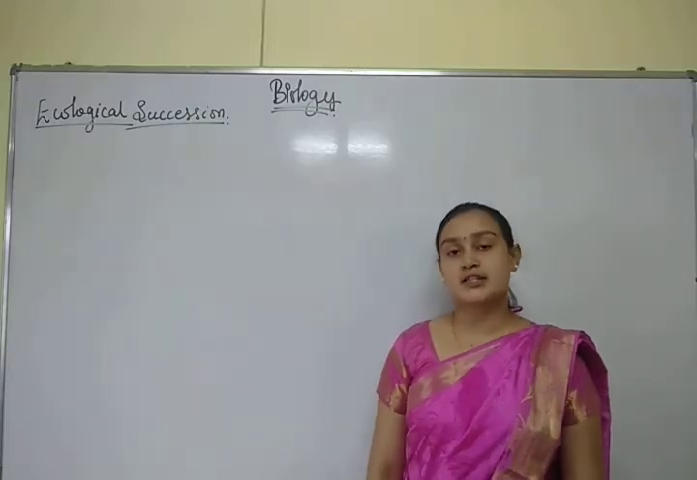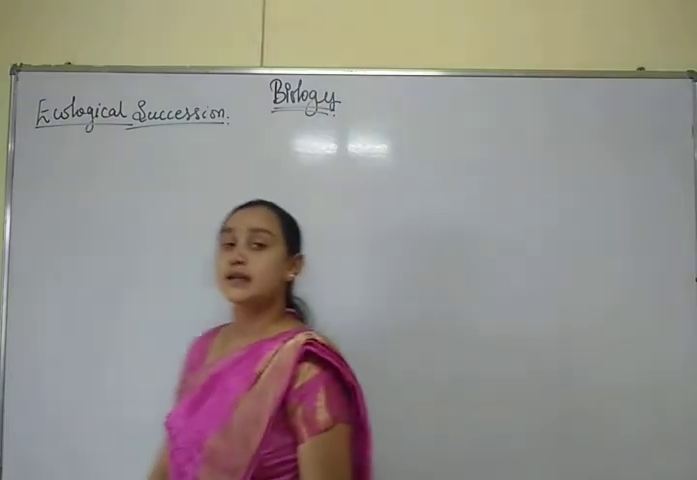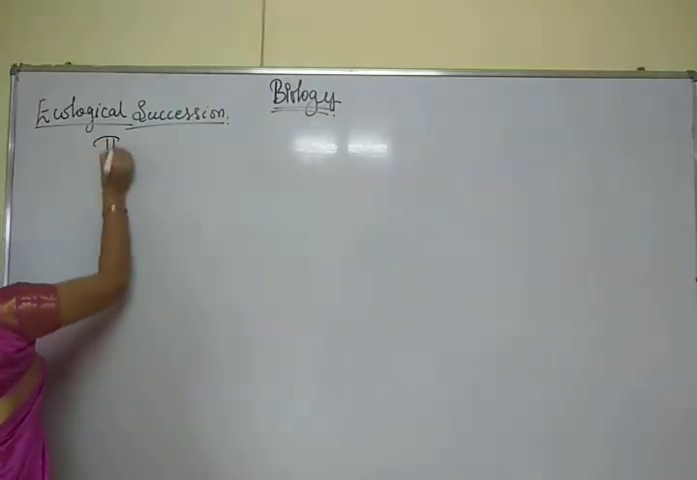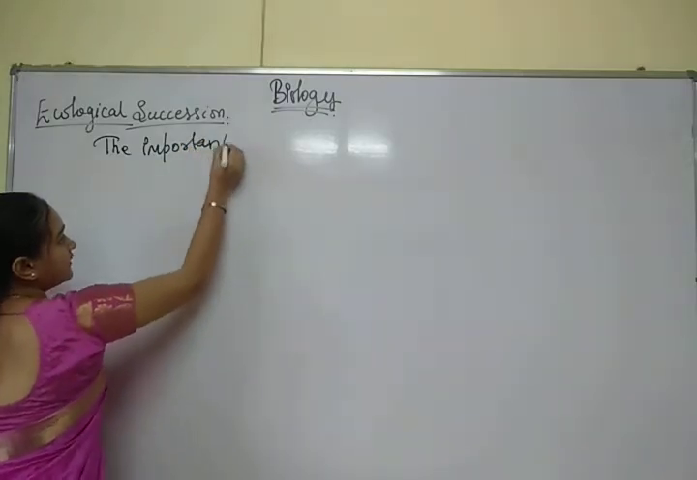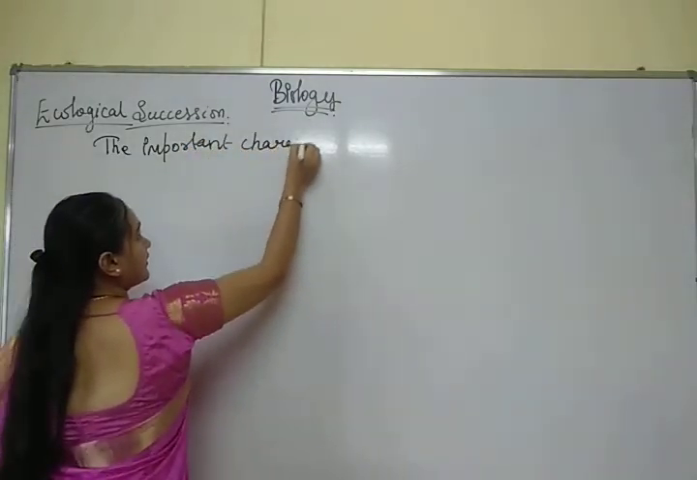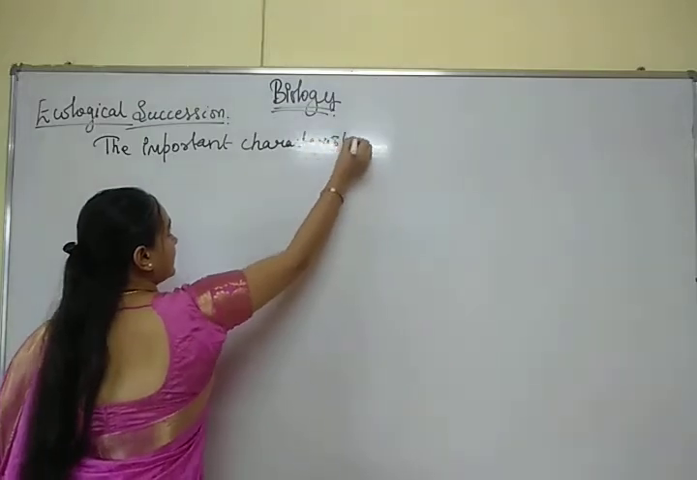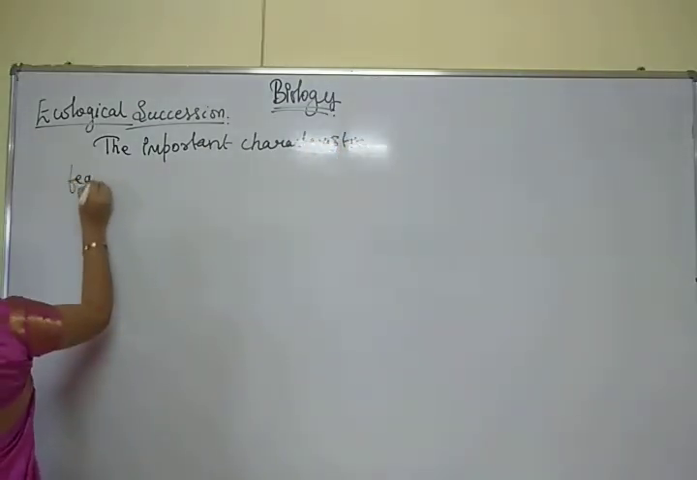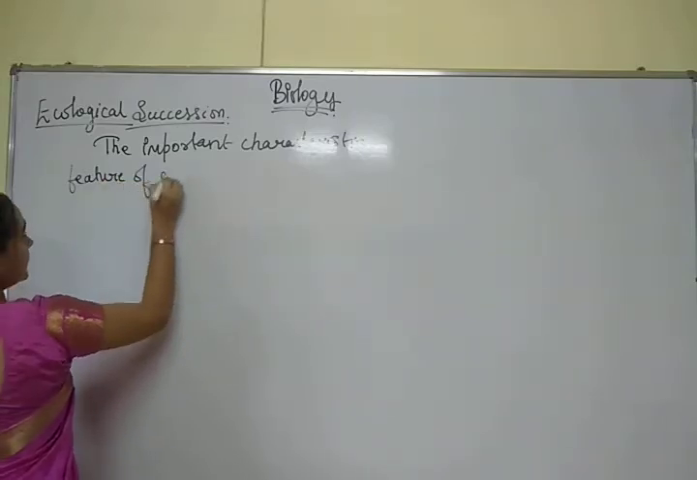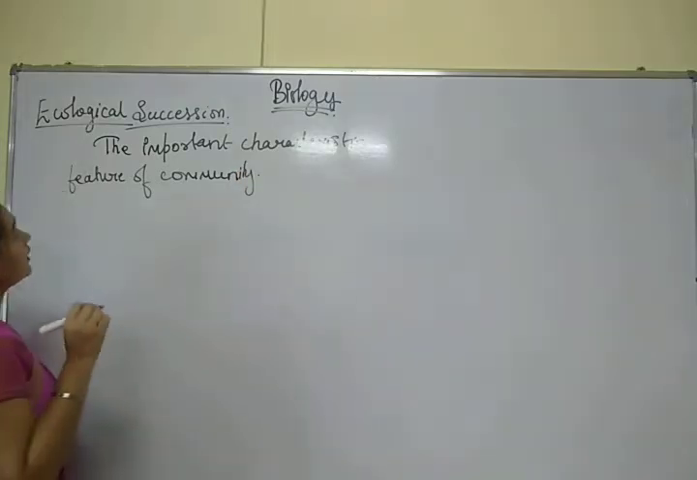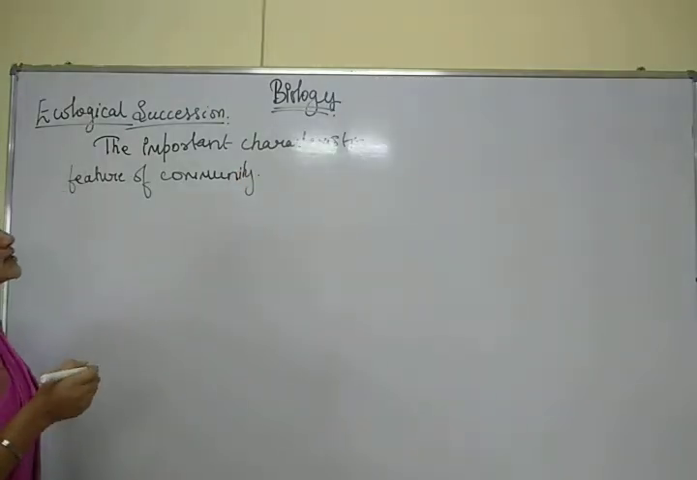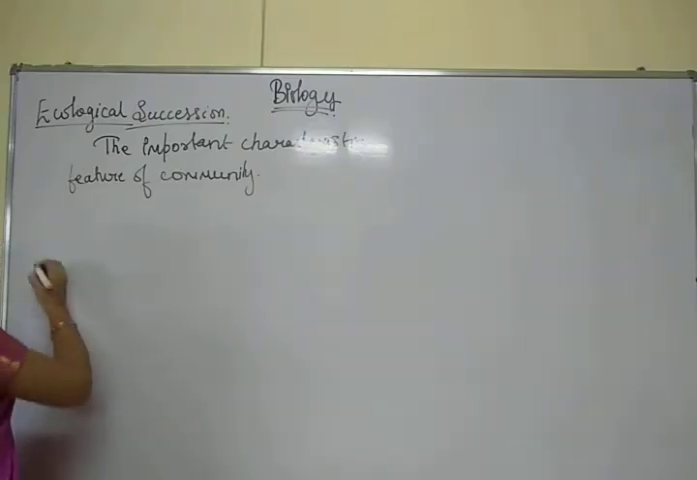So, ecological succession is defined as an important characteristic feature of a community. Ecological succession means some of the important characteristics, which are the features of the community. So, here there are two important points.